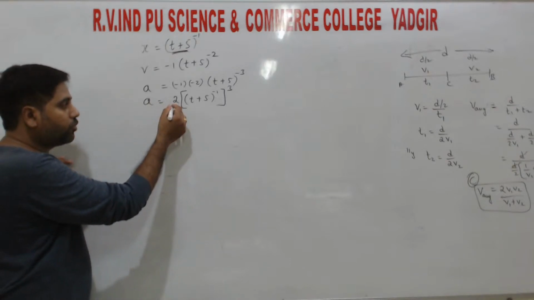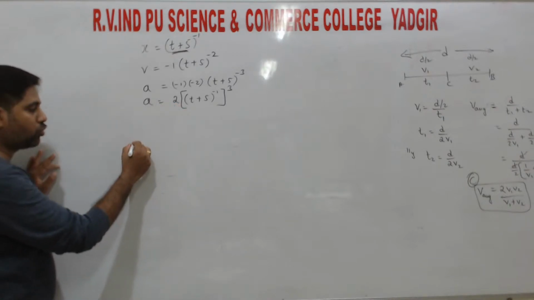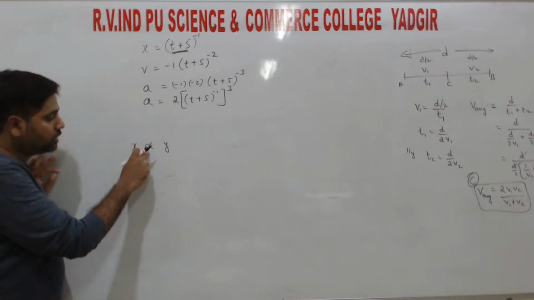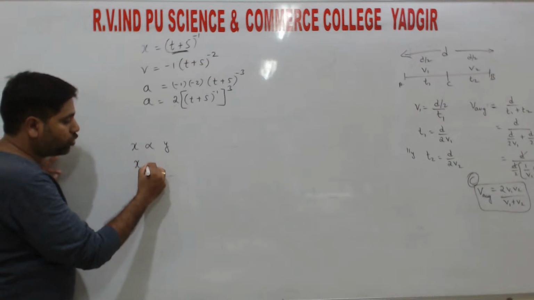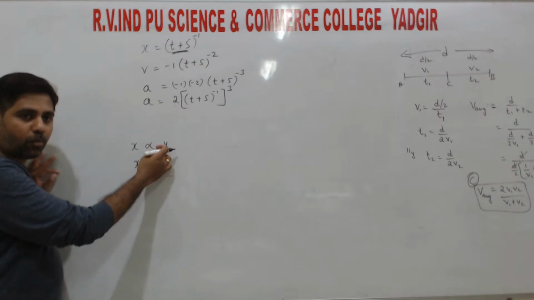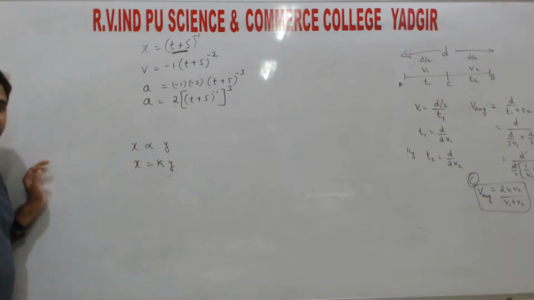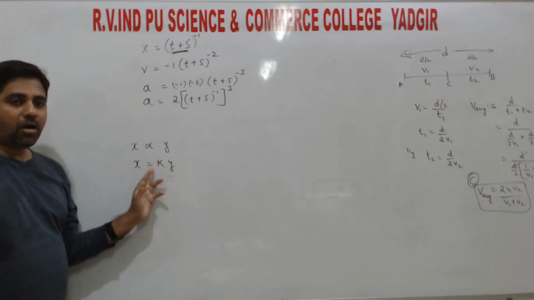Proportional to means, if we have two values, some x is proportional to y. If we remove this proportional, we need to change from proportional to the equal symbol, adding one constant, that is k or some c.